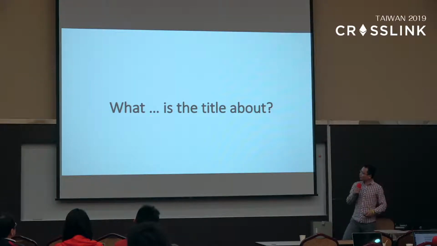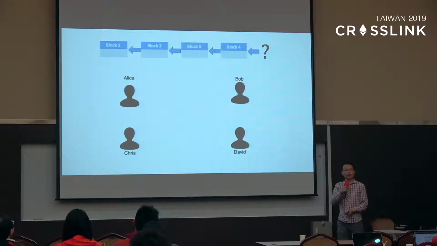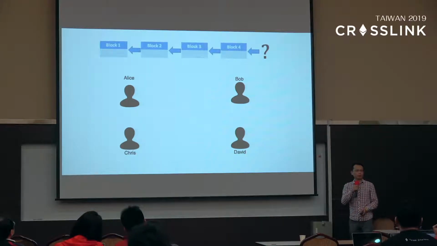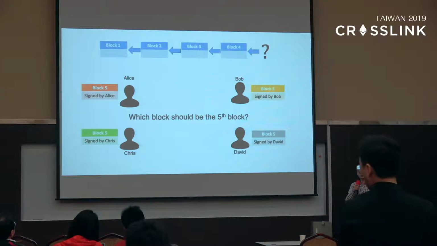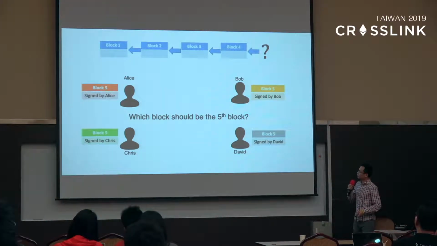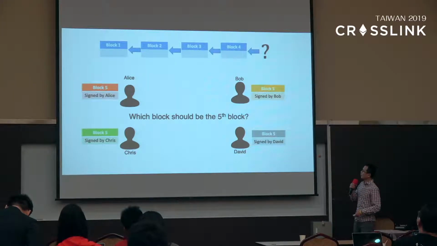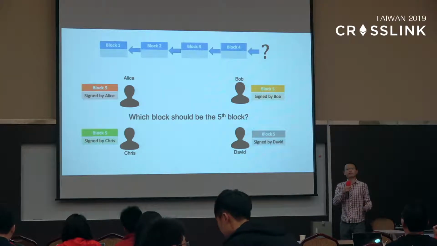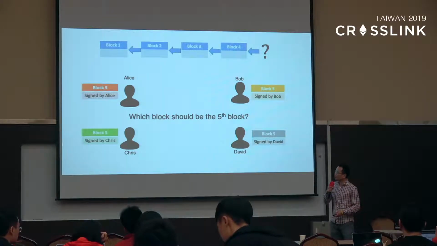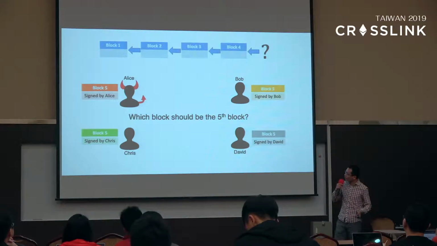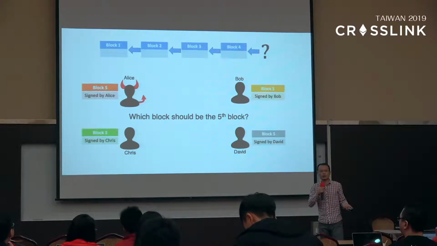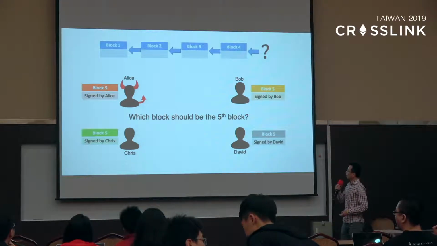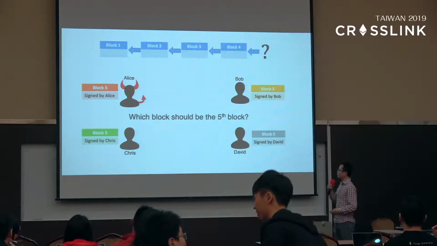Throughout this talk, you can imagine that we have a blockchain with 4 nodes, and we already have 4 blocks on the blockchain. The question now is how to produce the 5th block. Here we have only 4 nodes, Alice, Bob, Chris, and David, and they each have their own candidate block. Which block should be the 5th block on the blockchain? What makes this problem difficult is that in blockchains we have faulty nodes, nodes that may not follow the protocol or rules. So our goal is to reach consensus.